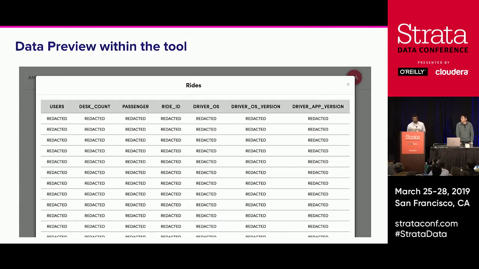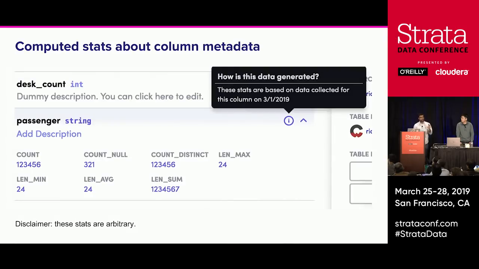And the last thing I wanted to show you was this. If you click on a column name, you actually see some stats about the column. These are pre-computed, so it shows the count, the number of nulls, number of distincts, if it's a string, the length of the string, and so on and so forth. And this helps data scientists and analysts figure out what the shape of the data is, and really helps them understand if this is the table they want to use.